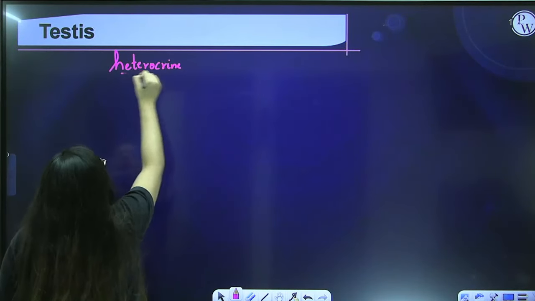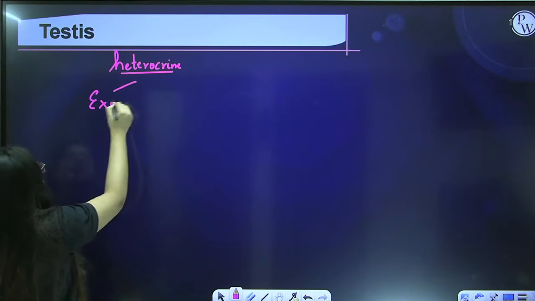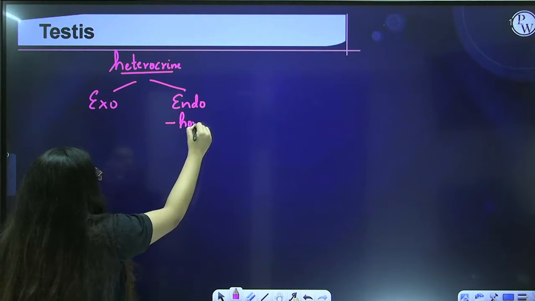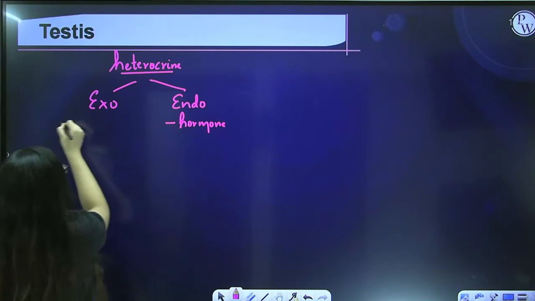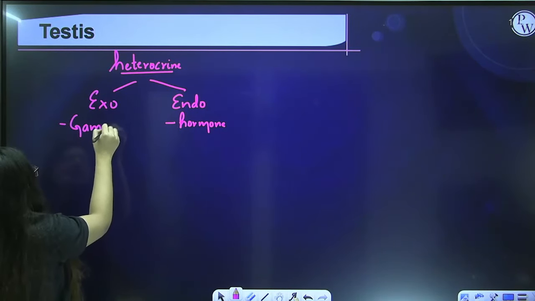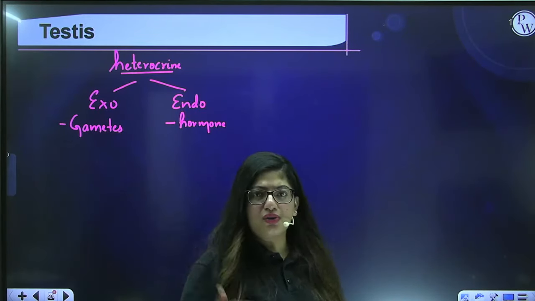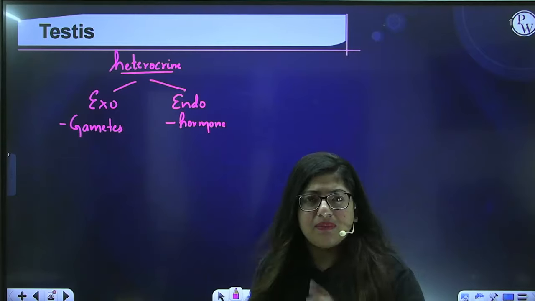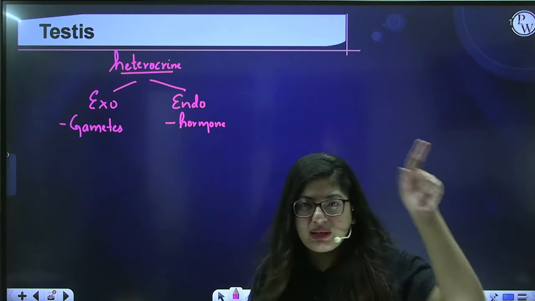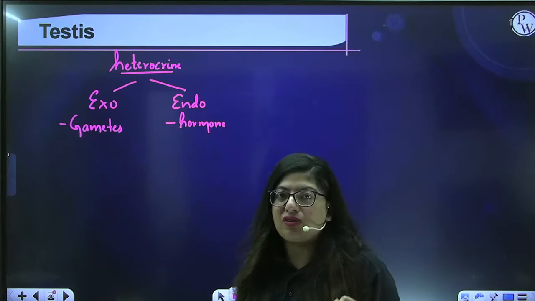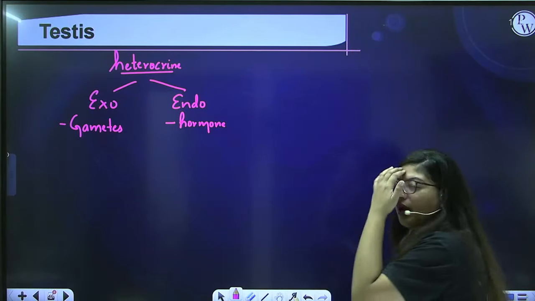Heterocrine. Again, why are they heterocrine? One portion they have is exocrine, the other they have is endocrine. Endocrine will form the hormones. Exocrine will form the gametes. Now, we say the exocrine portion has ducts. It's true. Don't we have ducts? Males have vas deferens from where the gametes move out. Females have fallopian tubes. From there the gametes move out. Okay, so that's why they are also heterocrine.